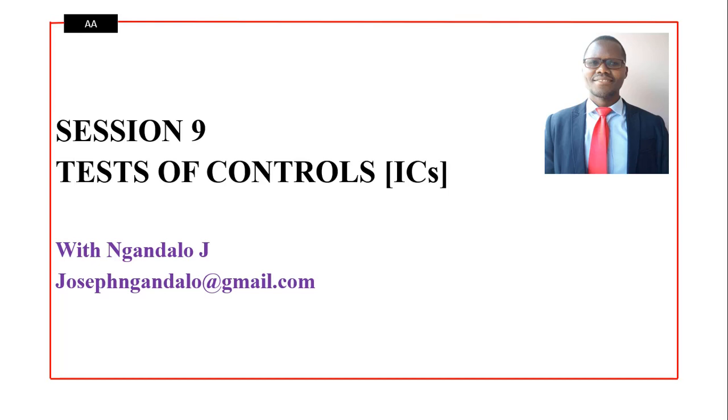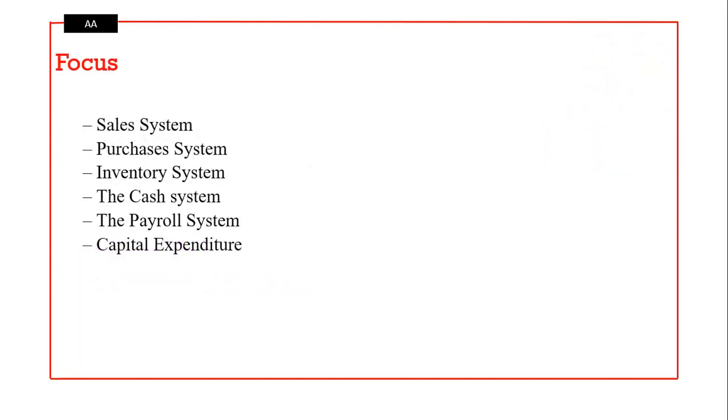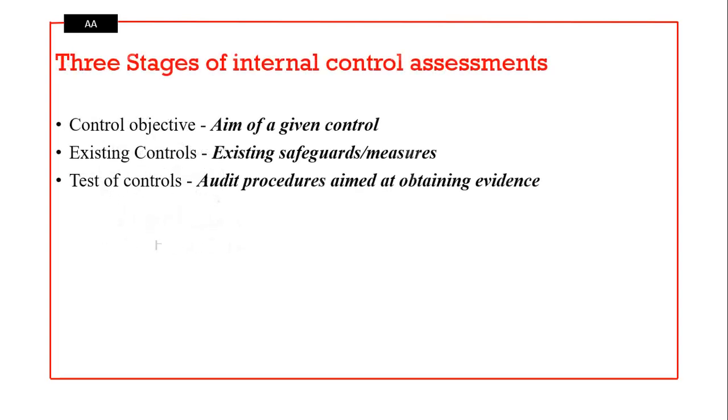Today I want to focus on tests of controls. I'm going to look at the major systems of a business setup, an economic resource, so to speak. You're going to look at the sales system, purchases system, inventory system, the cash system, the payroll system, as well as issues to deal with capital expenditure.